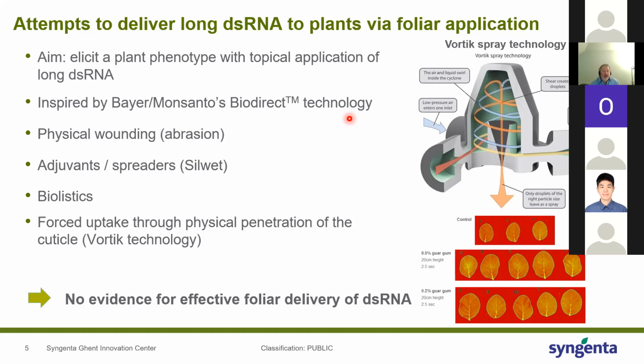So we tried, and to make a long story short, we tried very different approaches like physical wounding. We used all kinds of co-formulants, adjuvants, spreaders to get it inside the plant, biolistics, even this kind of specialized spraying nozzle, the Vortec technology, where you have a high-speed spray of your double-stranded RNA on the plant tissue. And so as I said, we tried many different things, but we were unable to see any evidence for effective foliar delivery of double-stranded RNA.